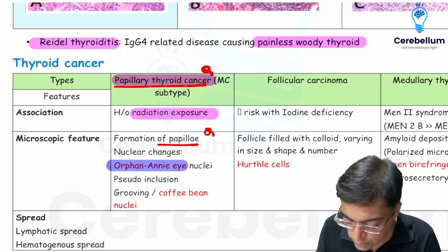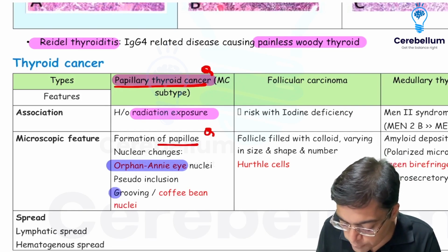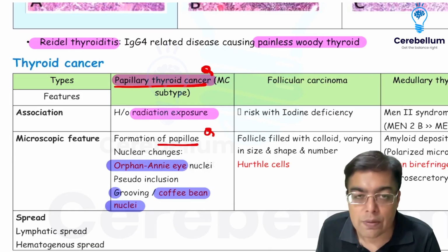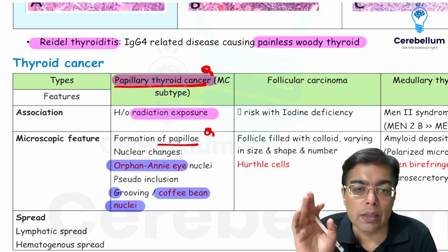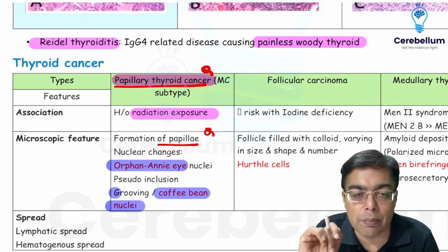That is one finding. Another finding is the presence of grooving, or what is given the name of a coffee bean nucleus. So pseudo inclusions, which are present associated with the infolding of the membrane in the nucleus, that's a finding that you associate with papillary thyroid cancer.